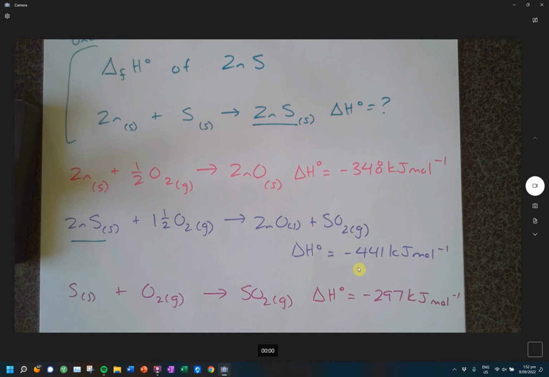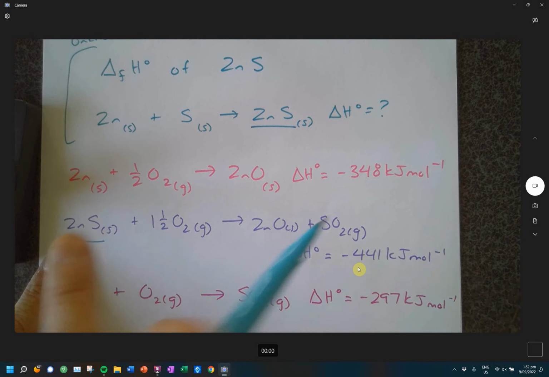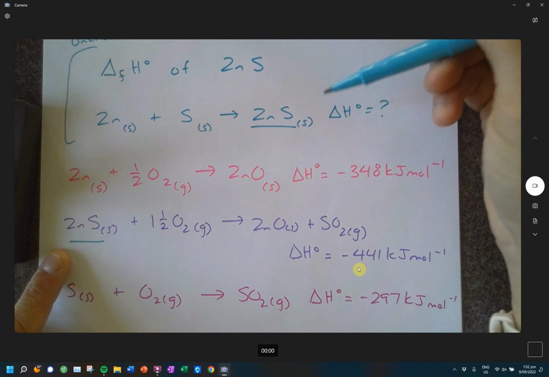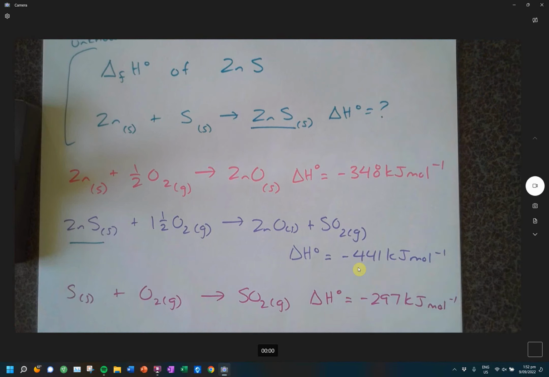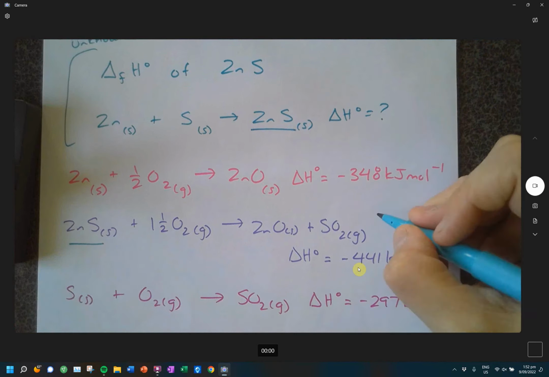So the first thing I'm looking for when I'm manipulating these equations is that whatever I'm doing matches what's up at the top. I notice that my zinc sulfide is on the reactant side, but in the equation that I'm trying to solve for, it's on the product side. So what that tells me is that I need to flip this equation. So basically, I'm reversing it.